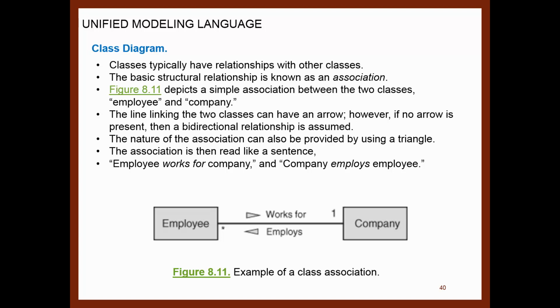Classes typically have relationships with other classes. The basic structural relationship is known as an association. So figure 8.11 depicts a simple association between two classes, employee and company. The line linking the two classes can have an arrow. However, if no arrow is present, then a bidirectional relationship is assumed. The nature of the association can also be provided by using a triangle. The association is then read like a sentence: employee works for a company, and a company employs employees.